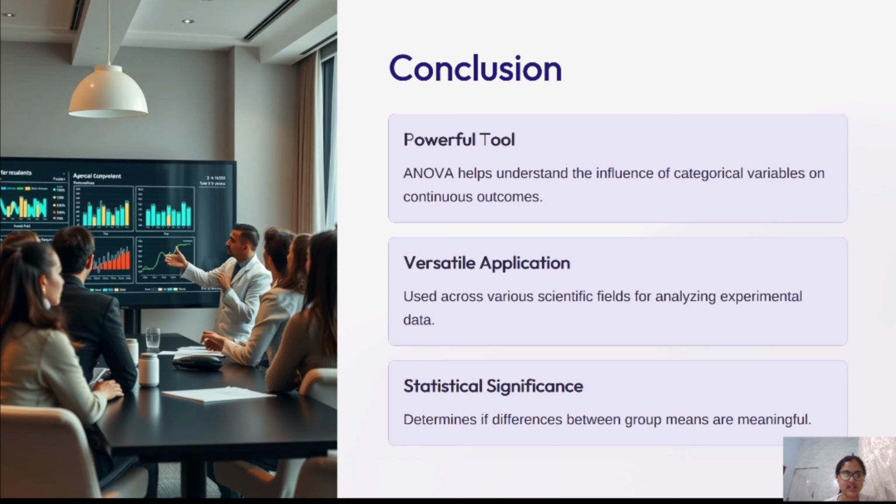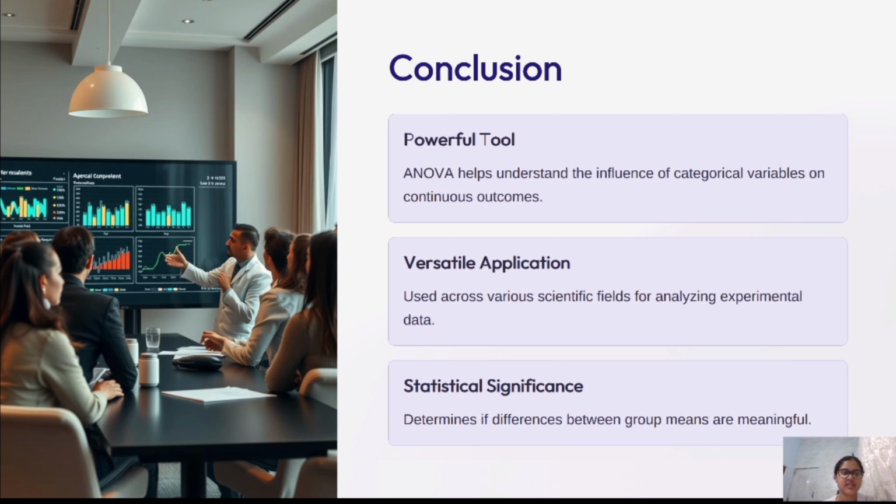Versatile application. ANOVA is widely applicable across different scientific fields such as social sciences, for example studying the effect of education levels on income, and biology, for example analyzing the effect of different diets on weight loss, and in business, comparing the effectiveness of marketing strategies. It is used to analyze experimental data and draw meaningful conclusions.